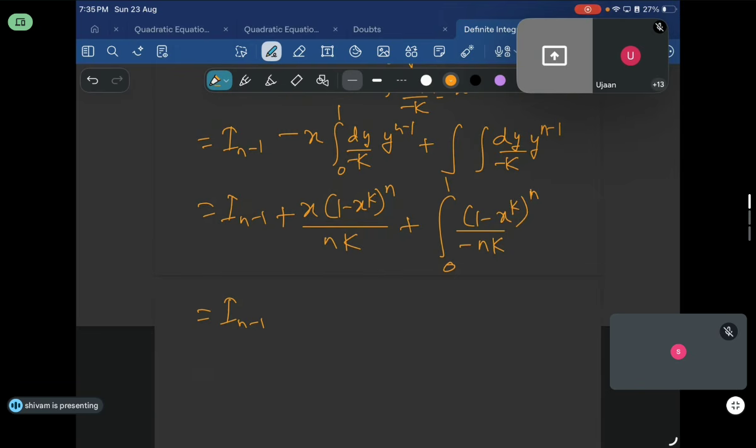Wait, I have to check. This is from 0 to 1, right? When you substitute 1, it is gone. When you substitute 0, it is gone. So this first term is gone, right? Second term is In only, In by minus nk. Taking it to the left hand side, it will become positive. So In plus 1 by nk into In will be equal to In minus 1. Right, tell me, are you people getting it?